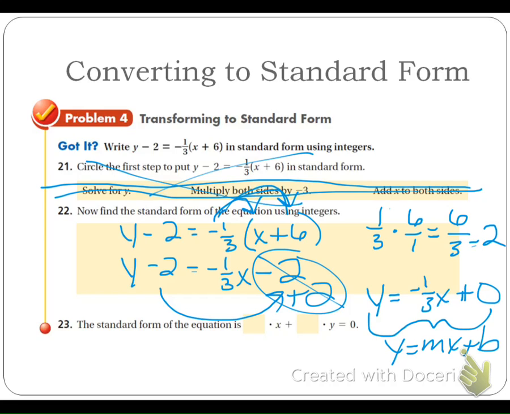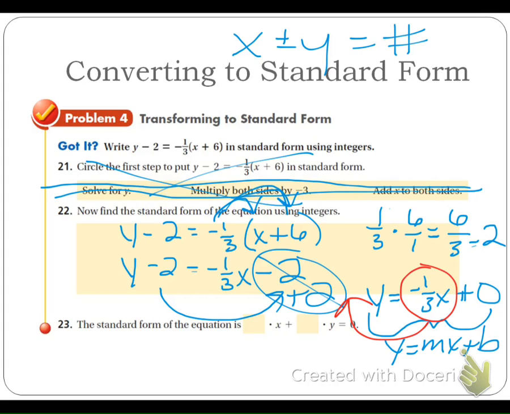So the directions say to write it in standard form. Standard form is when you have your x term plus or minus your y term equaling some number, your constant. So in this case, if we want to make this in standard form, we would want to take your x term, that negative 1/3 x, and move it to the other side of the equation.